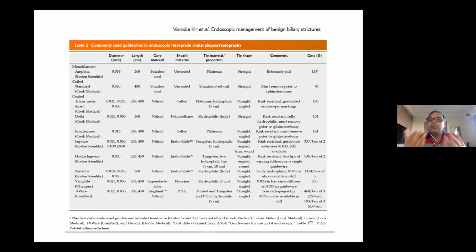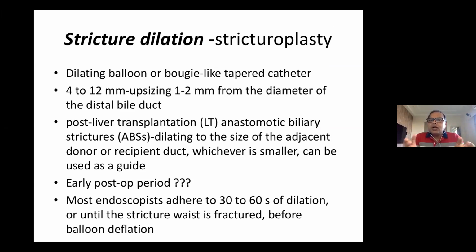Now coming to the balloon dilatation, they dilate it with a balloon, or they just place a sheath and do tapered dilatation, but most commonly balloon dilatation is done. They use a 4 to 12 millimeter balloon, and we also use the same. The concept is that we use a balloon 1 to 2 millimeters more than the diameter of the distal bile duct. Whatever the diameter of the distal bile duct, use 1 to 2 millimeters more.